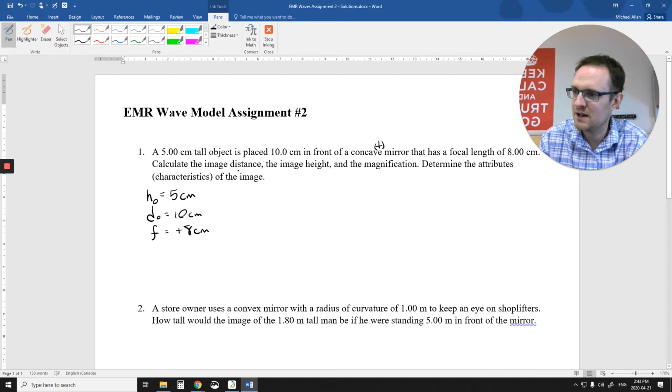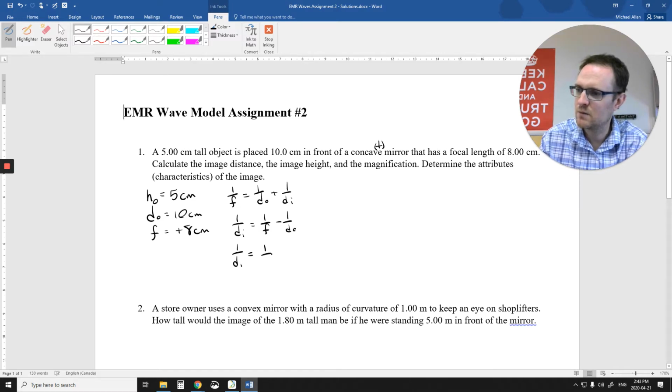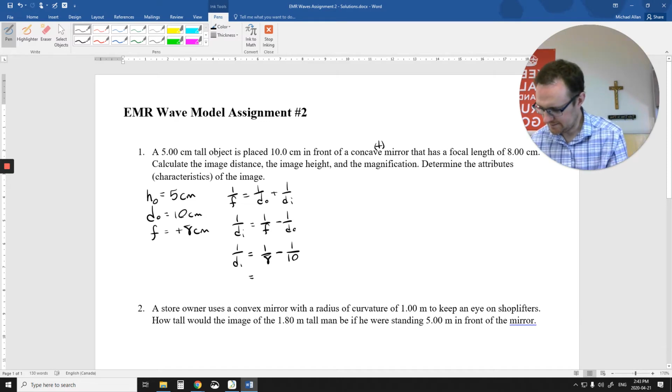They just want us to help us find the distance, the height, and the magnification and any of the attributes of this image. Okay, so let's set up the formula here to find my DI. So 1 over DO plus 1 over DI is equal to 1 over F. So if I rearrange this for DI, I'm going to have 1 over F minus 1 over DO. I'm just going to put a minus 1 over that whole fraction. I'm going to put in the numbers here. So I have 1 over 8 minus 1 over 10. I'm going to end up getting a positive number here.